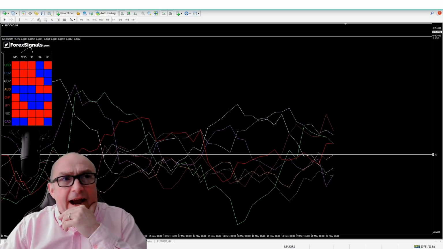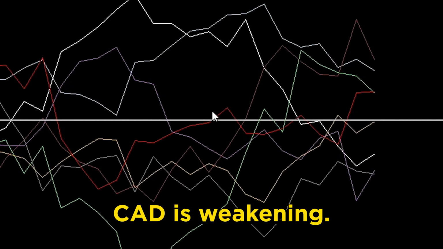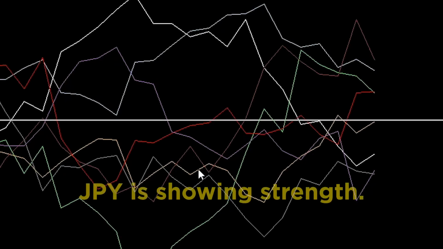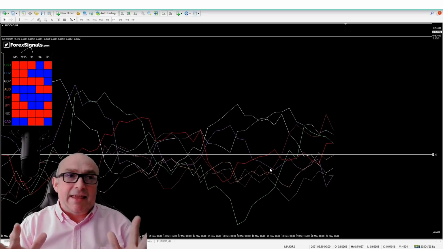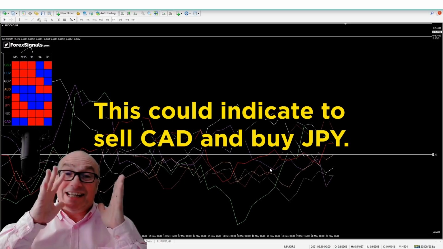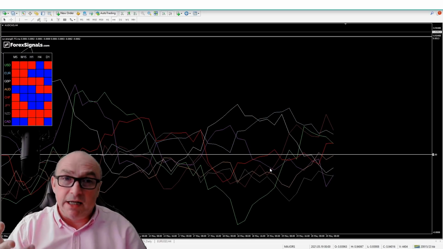So what I'm seeing here at the moment is a weakening of the Canadian dollar. The purple line on the 4 hour chart is coming from an area of strength into an area of weakness. It's almost the weakest currency in the basket. And on the other side of that, you've got the Japanese yen, this brown line in here at the moment, showing some strength, moving in a positive direction. That means that on the higher time frame charts, the direction of this is to sell the CAD and buy the Japanese yen for trend continuation.